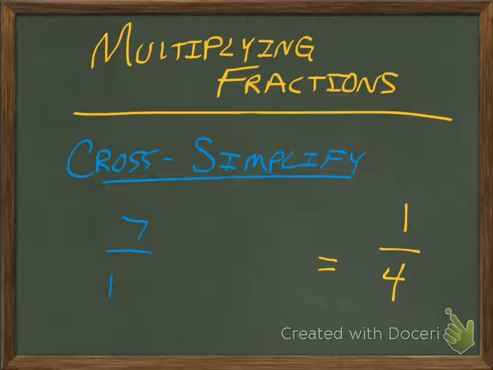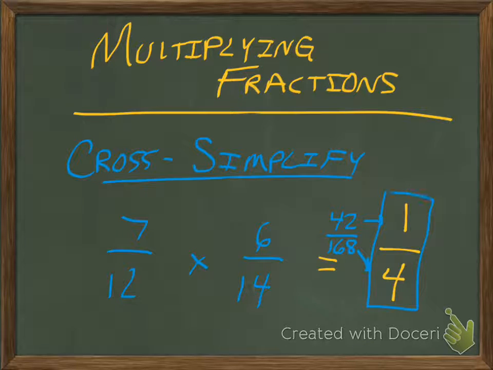Let's go back and see, just to make sure that we proved ourselves correct here. Sorry about that. 7/12 times 6/14. 7 times 6 is 42. 12 times 14, let me do a little mental math here. 168, I believe. Okay, and I could take both of those numbers divided by 42, believe it or not. 42 divided by 42 is 1. 168 divided by 42 is 4. So eventually I would simplify back down to this 1/4 number.